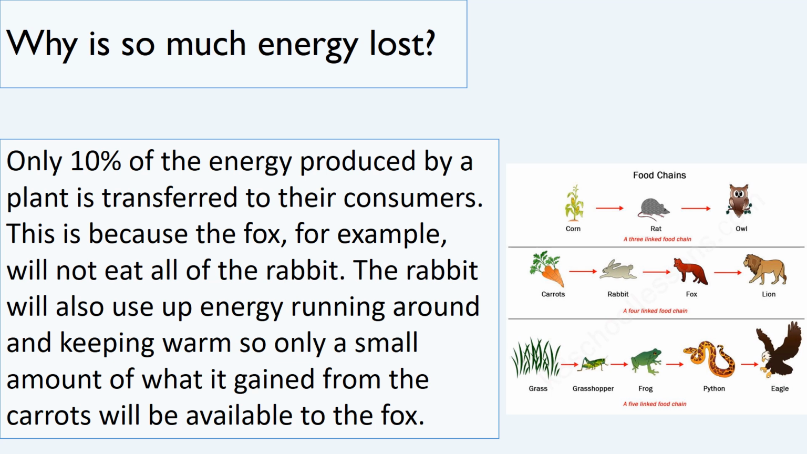Okay, so as I explained, only 10% of the energy produced by a plant is transferred to their consumers, because the fox will not eat all of the rabbit. The rabbit will also use up energy running around and keeping warm. So only a small amount of what is gained from the carrot will actually be available to the fox.